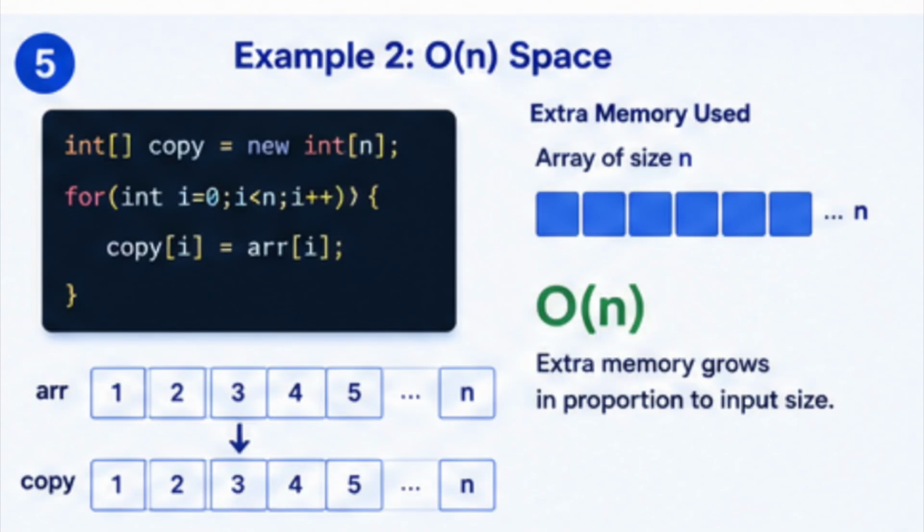Now, let's create another array that has exactly the same size as the input. If the input contains 100 elements, our new array also contains 100 elements. If the input grows to 1 million, our new array also grows to 1 million. The extra memory increases in direct proportion to the input. That's O(n) space complexity. Whenever you create an additional array or list whose size depends on the input, it's often O(n).